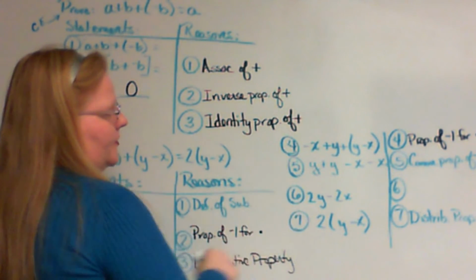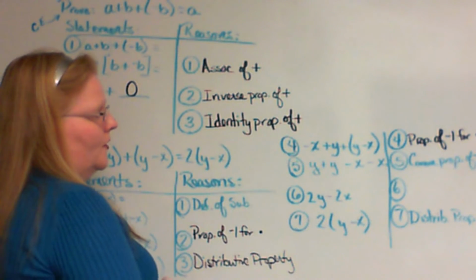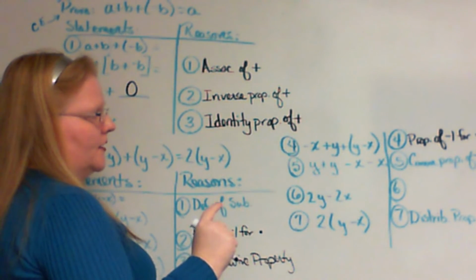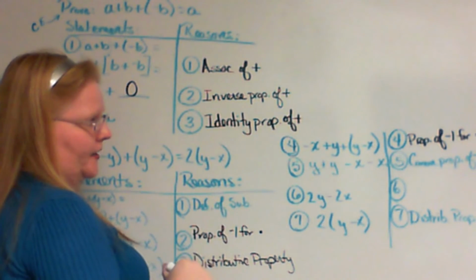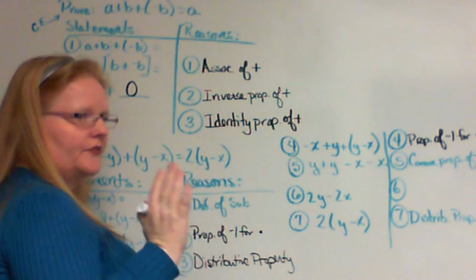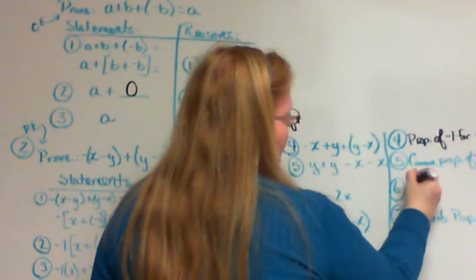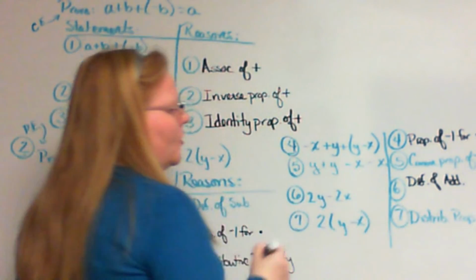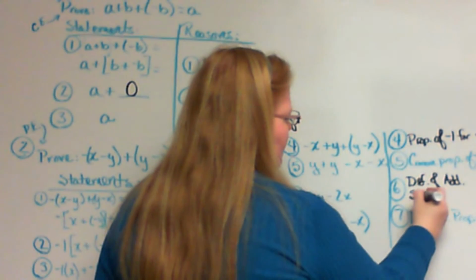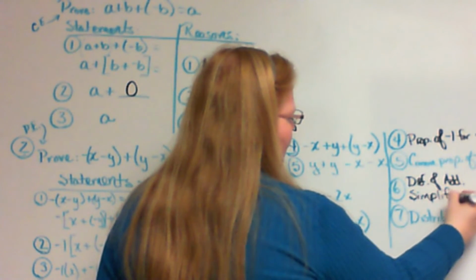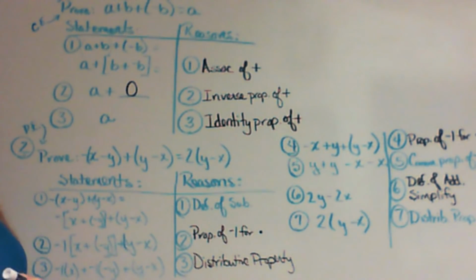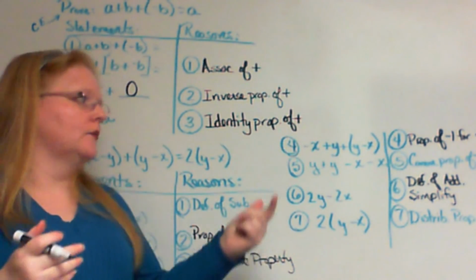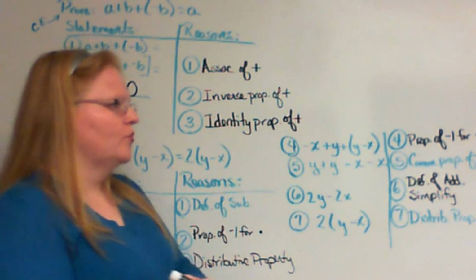To get from here to here, this was the hard one. We know that y plus y is 2y. We know that negative x plus negative x is negative 2x. So there are a couple of things I would have accepted here. I would have accepted the definition of addition. Or you could have simply written simplify, and I would have been happy, because that's what they did. They simplified the statement. You could have written combined like terms, because that's what they did. They combined the like terms. Either of those would have been fine with me.